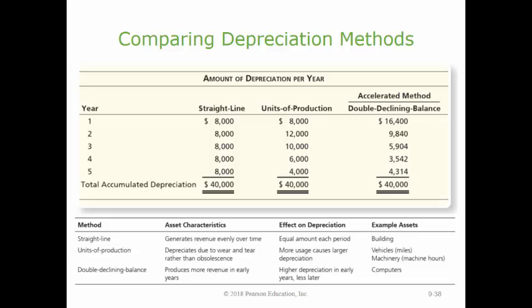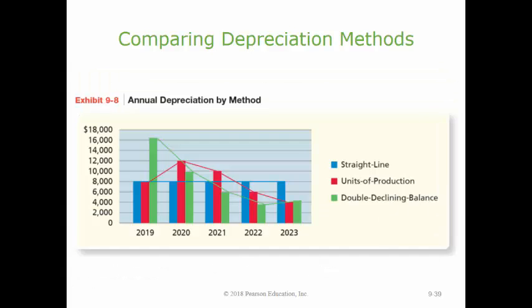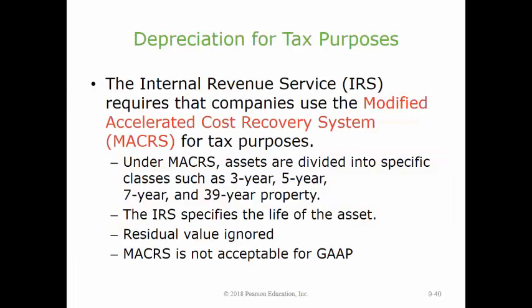Deciding which method is best depends on the asset. A business should match an asset's expense against the revenue that the asset produces. Exhibit 9.8 shows the three methods in one graph for additional comparison. Notice that the straight line method produces a straight line on the graph because there is an equal amount of depreciation expense each year. The double declining balance method produces a line that is decreasing, and the units of production method's line varies based on usage.